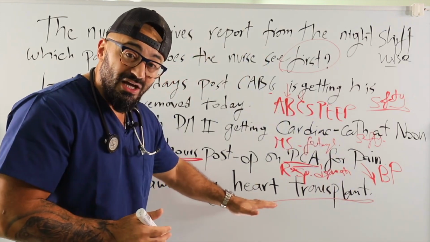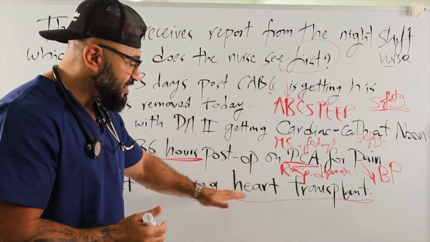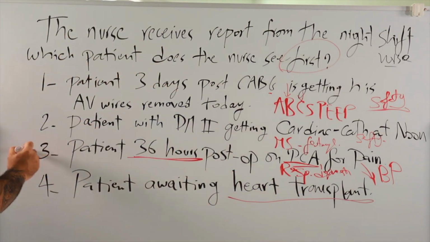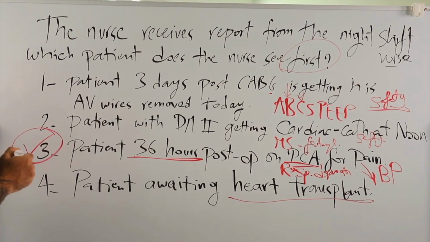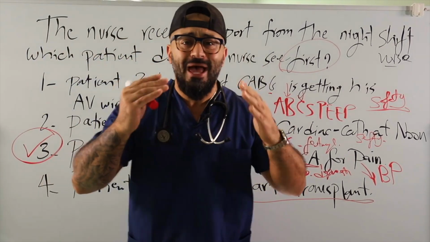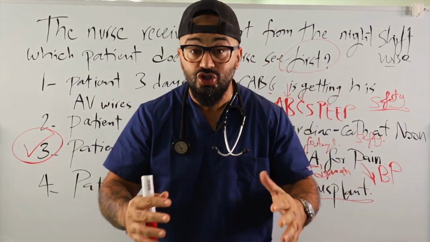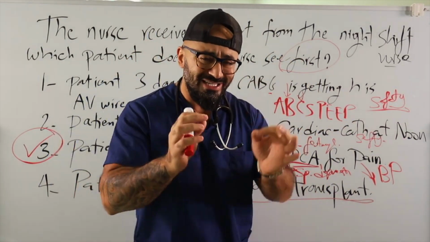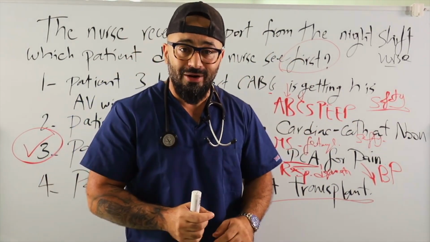Does it mean he's unstable? No, he's not. He's a stable patient. He's just waiting for a heart transplant, all right? So the most unstable patient is option number 3, and that's the right answer. And I hope now you understand how we break down questions. You don't have to freak out, and you have to logically think about those patients and understand what the options are all about, all right?